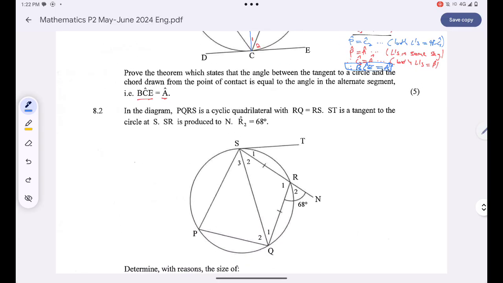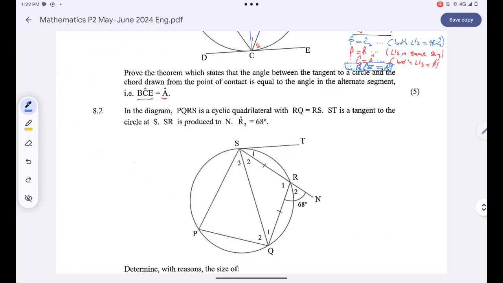8.2, we are told that in the diagram PQRS is a cyclic quadrilateral with RQ equal to RS. And then we are told that ST is a tangent to the circle at S, and then SR is produced to N. Then we are told that R2 is 68 degrees.